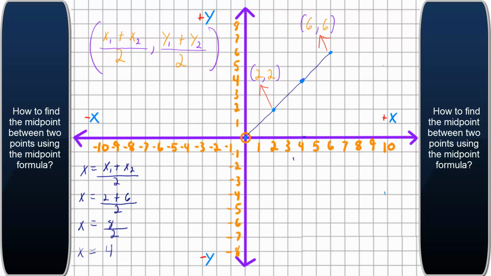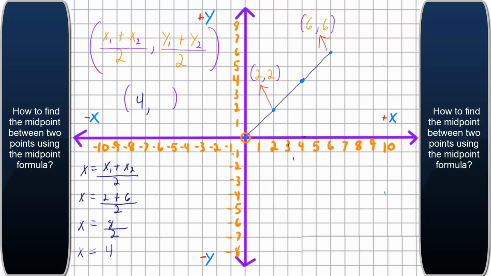So now that we have our value for x, all we have to do now is find y, which we do the same way as we found x. So we have to identify y1 and y2, which are located right here. The 2 is our y1 and the 6 is our y2.